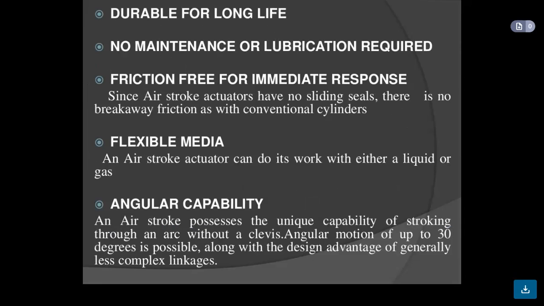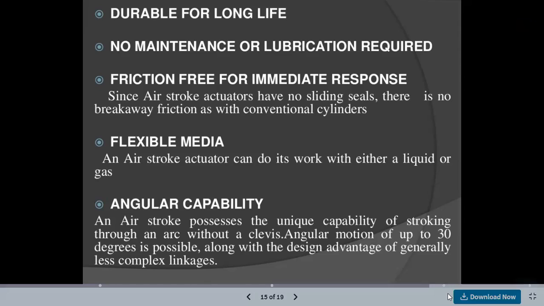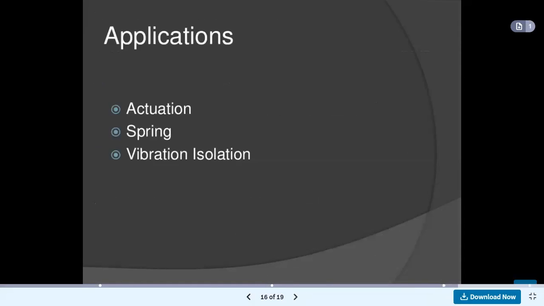If we observe flexible media, an air stroke actuator can do its work with either a liquid or gas. If we observe angular capability, an air stroke possesses the unique capability of stroking through an arc without a clevis. Angular motion of up to 30 degree is possible, along with the design advantage of generally less complex linkages.